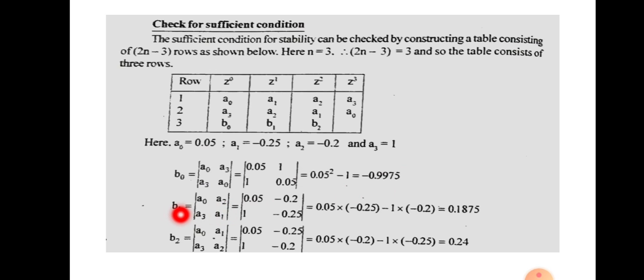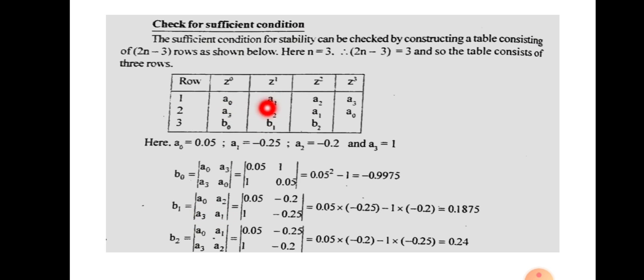Similarly, b1 will have an equation. We know that bk has the equation a0, an minus k, ak. So we will be getting b1 equal to this row. The first column is the same, that is a0 a3, and the second one is an minus k. What is an minus k? Here n is 3, k is 1, so a2, and this is the ak element. Ak means here k is 1, so this will be a1, so a2 a1.